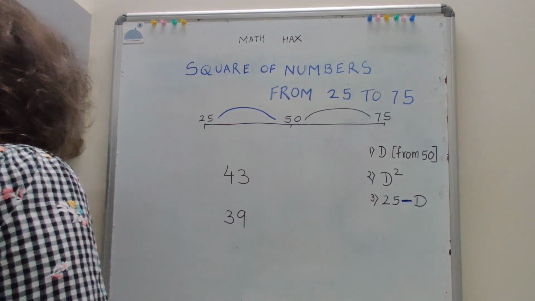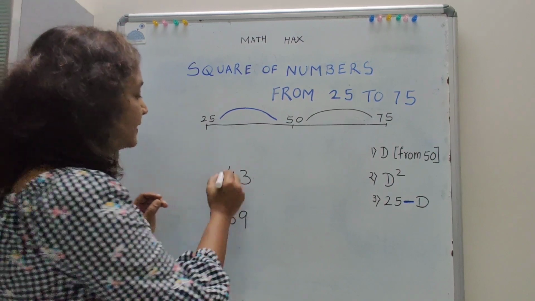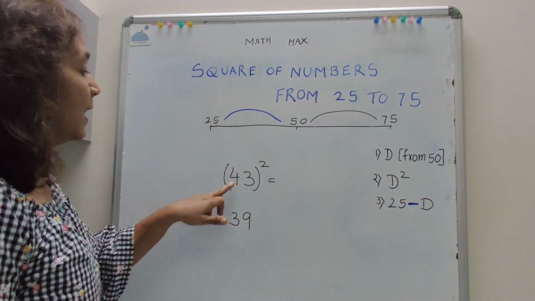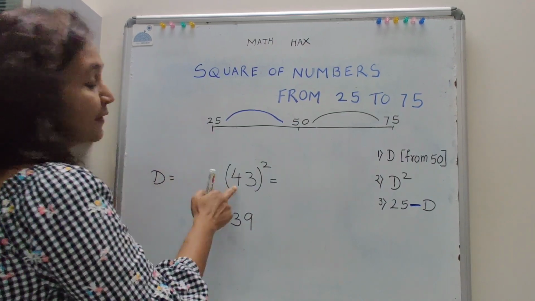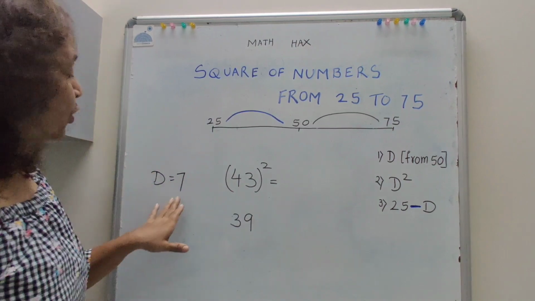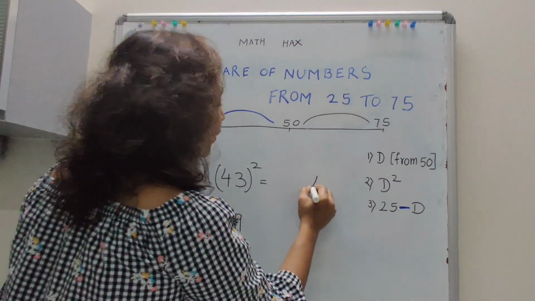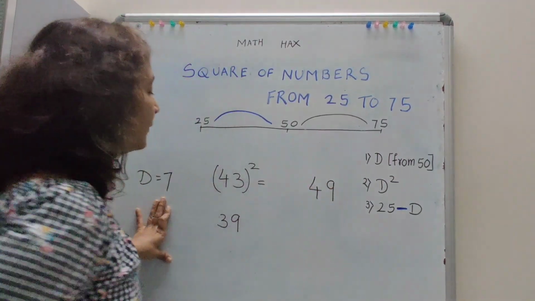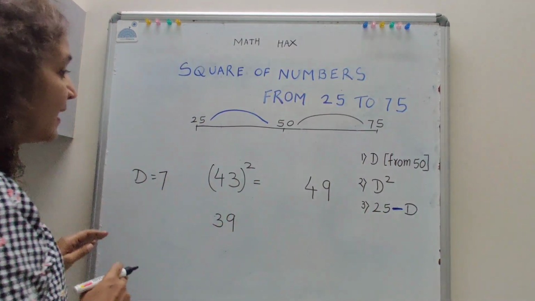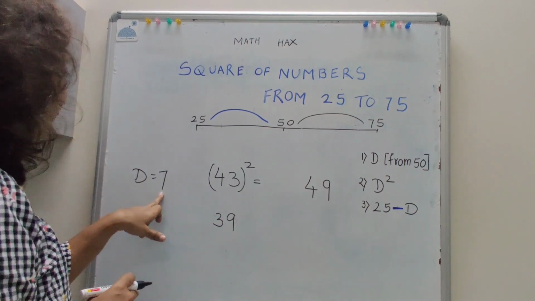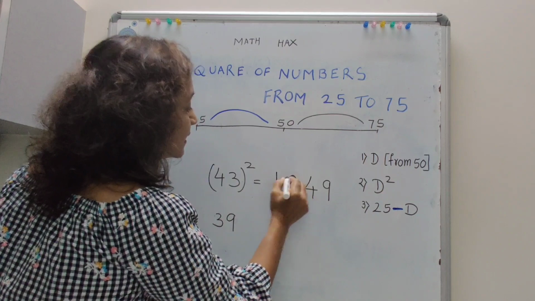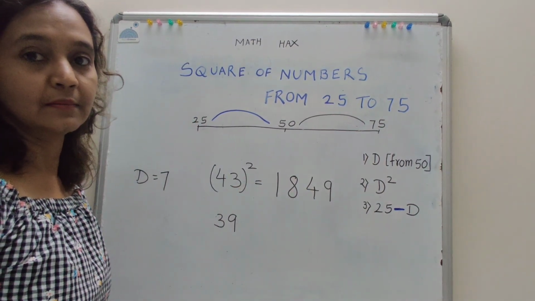Now let's try with the help of an example. For example, you want to find out the square of 43. So what is the difference here? Difference from 50. So 50 minus 43 is 7. You know your d is 7, so your d square is 49. So that you just write down here. And now for your next step, you want to find the difference between 25 and 7. So what is 25 minus 7? 18. So that's your answer.